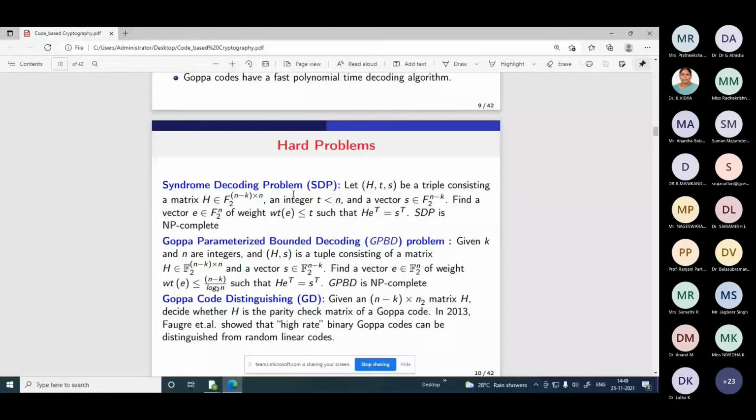So when a parity check matrix of a code and an S are given to you, can you find this vector E? This is a vector of weight at most T. What is the weight of that vector? It means the number of ones in that vector. We are seeing this in F2, right? Any doubt, you can ask.